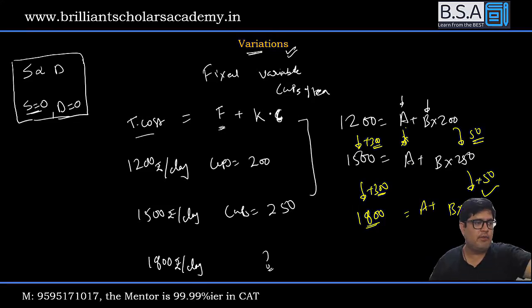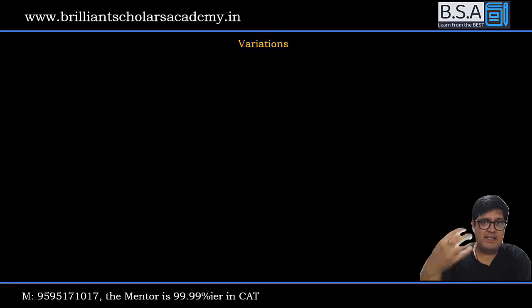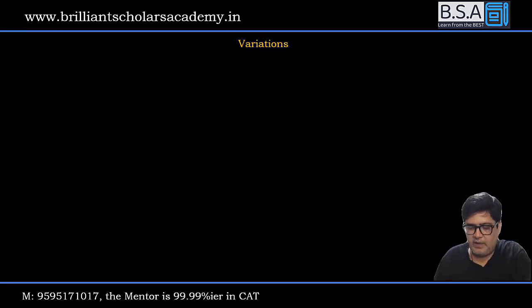Copy this down so we could go to the next slide. K is a constant. Chalo. Now another is inverse variation. Inverse variation. Now think over this.